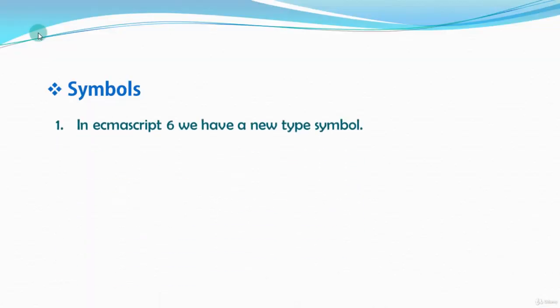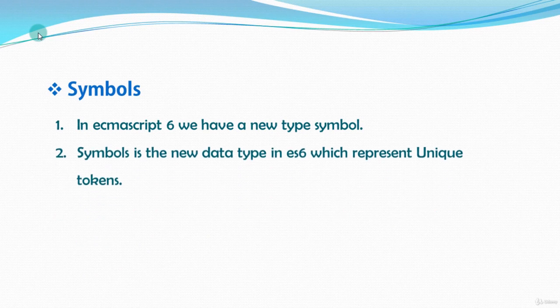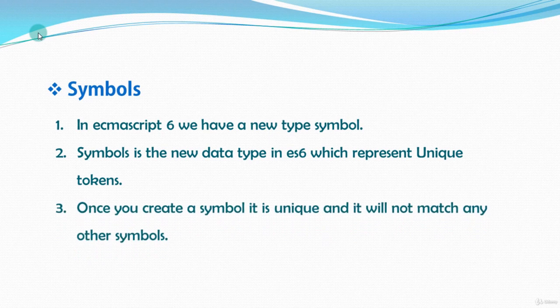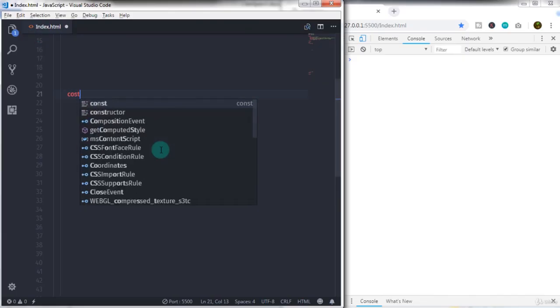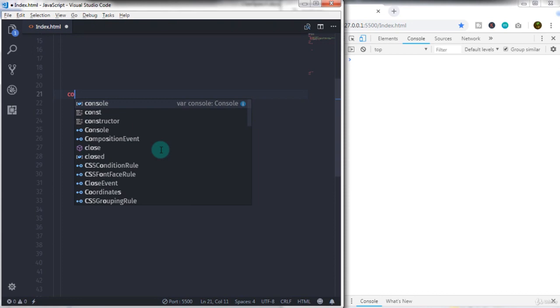In ECMAScript 6, we have a new type, symbol. Symbol is a new data type in ES6, which represents unique tokens. Once you create a symbol, it is unique and it will not match any other symbols. In future lectures, we will take a brief look at symbols. But just for the basics, I wanted to show you how to create a symbol. Symbols are created using the Symbol constructor. We will learn what constructor functions are and all that in future lectures.